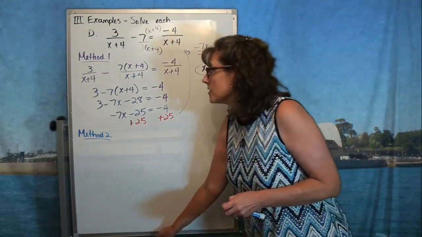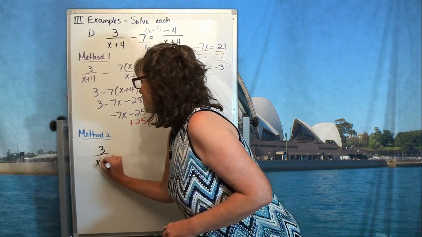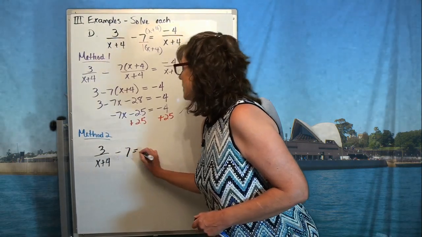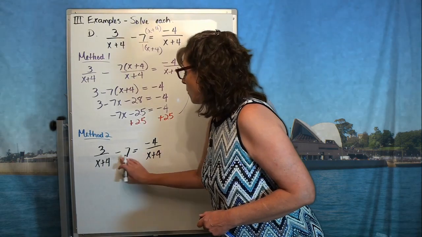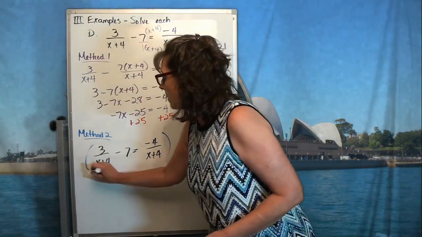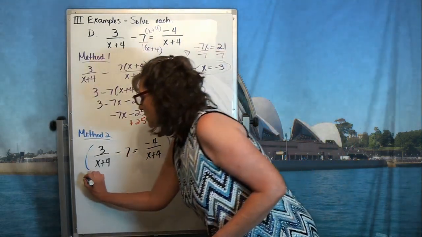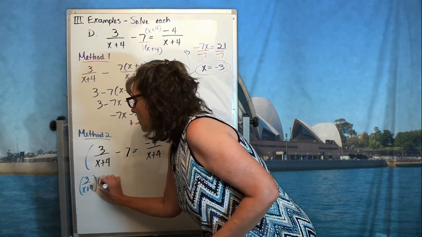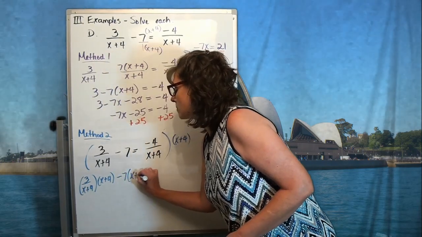Now, let's take our second method. Now remember, the second method says, let's take the equation that we started with, our 3 over x plus 4 minus 7 equal to a negative 4 over x plus 4. And what we're going to do is take every single term and multiply every single term by that LCD of x plus 4. So that means I'm going to take my first term, 3 over x plus 4. I'm going to multiply it by x plus 4. I'm going to take my second term and multiply it by x plus 4.